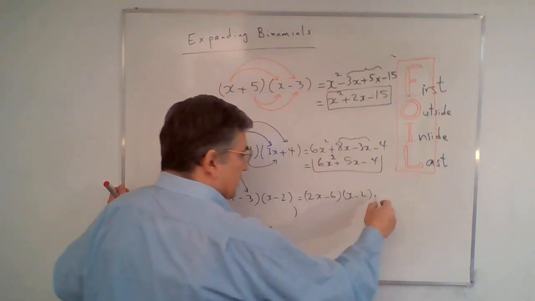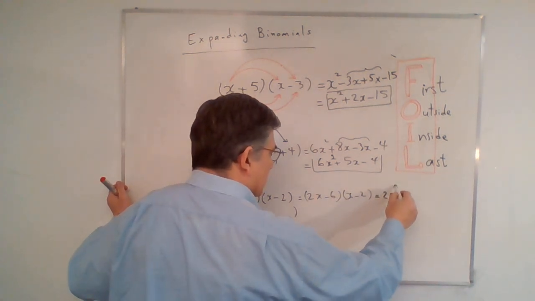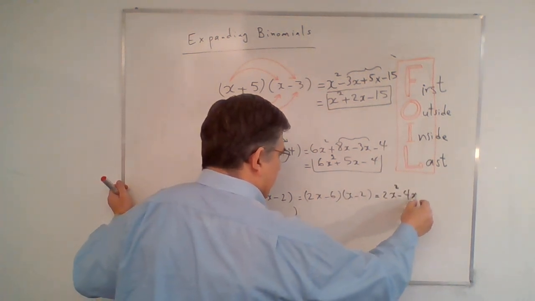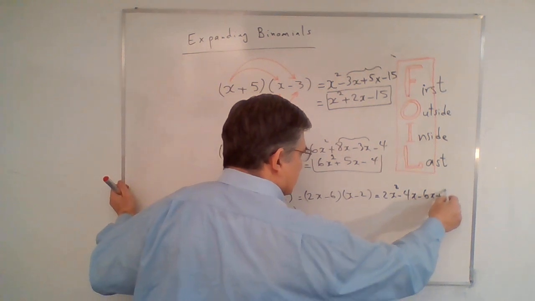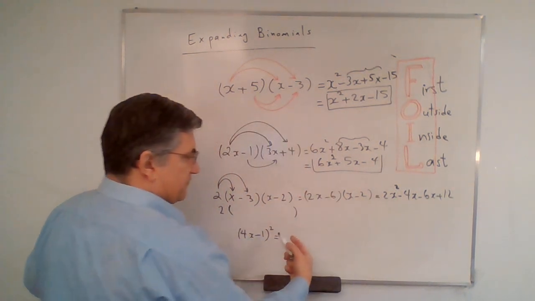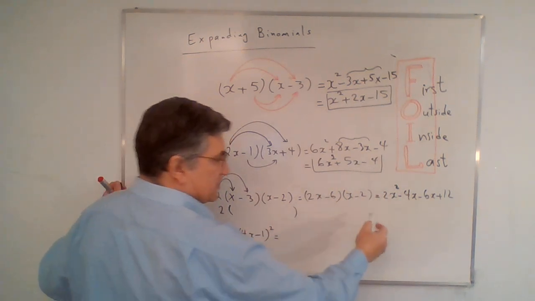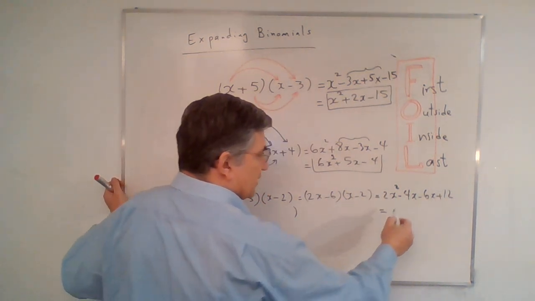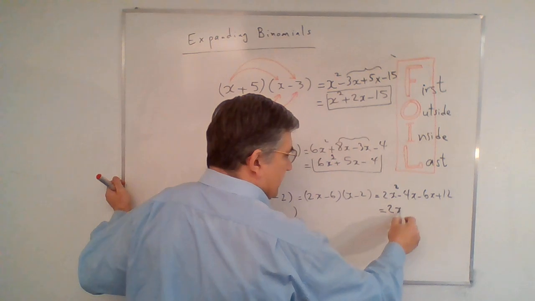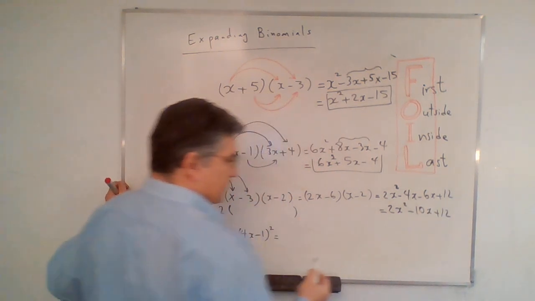So this one is going to give me 2x squared minus 4x minus 6x plus 12, okay? So 2x times negative 2 is negative 4x, negative 6 times x is negative 6x, and negative times negative is positive, and that's positive 12. Collecting like terms in the middle gives you negative 10x plus 12. So that's the answer I got.